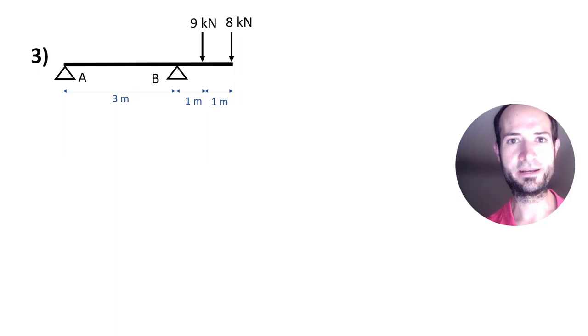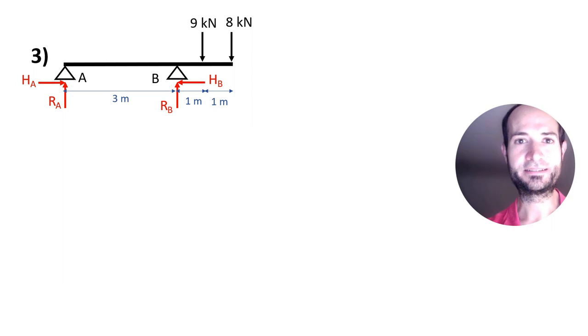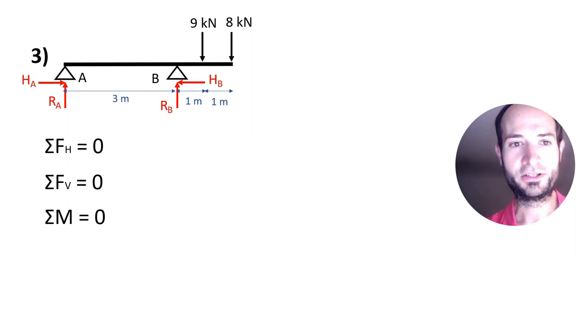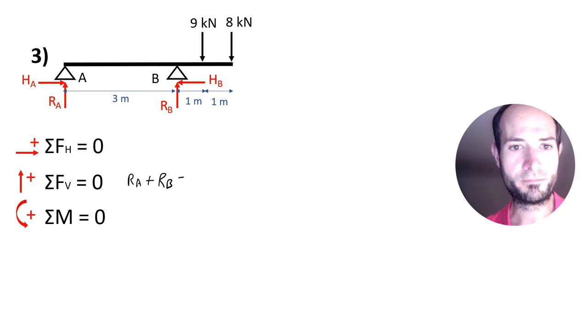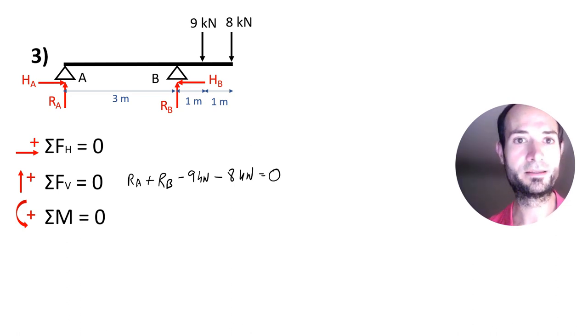We have the same cantilever as last week, but with half the tailback, 3 meters. Let's see how it affects the reactions on the cantilever. As last week, it's hyperstatic because we have 4 reactions and only 3 equations, but we don't have any horizontal load, so we don't care about the value of the horizontal reactions. I'm going to solve directly the vertical loads. RA is going up, positive, plus RB, and then we have minus 9 kN, minus 8 kN, equal 0.